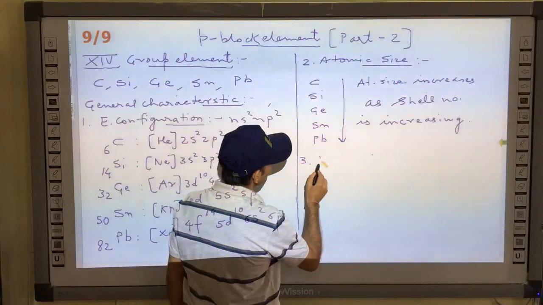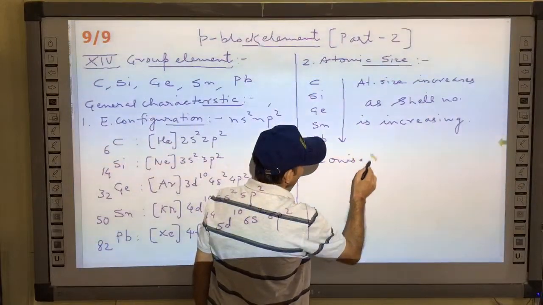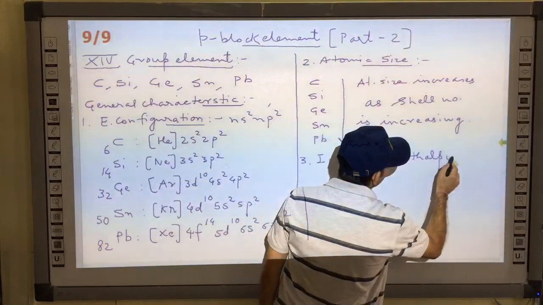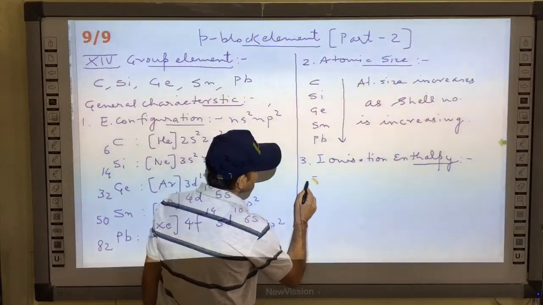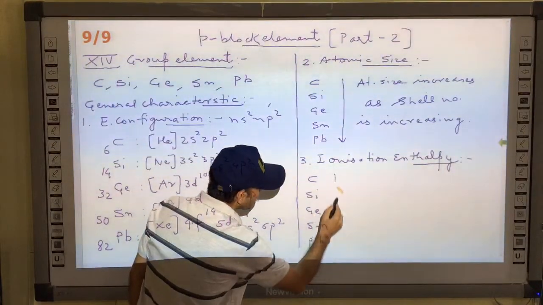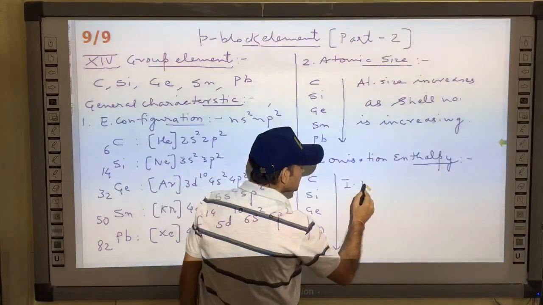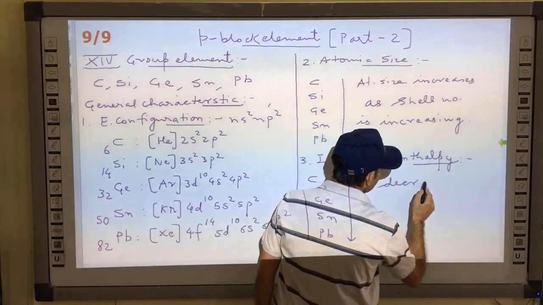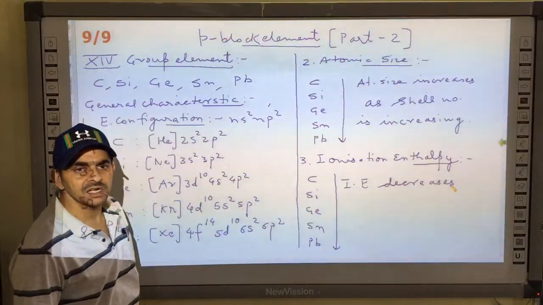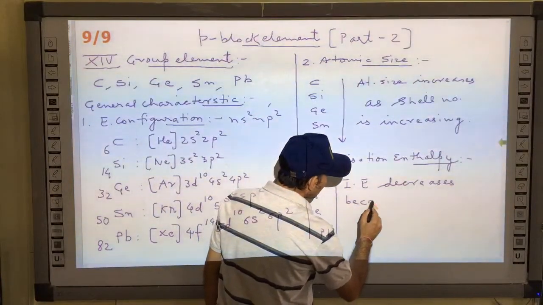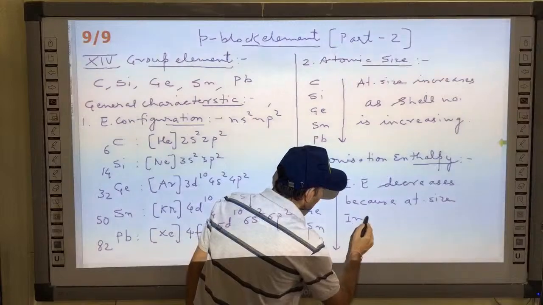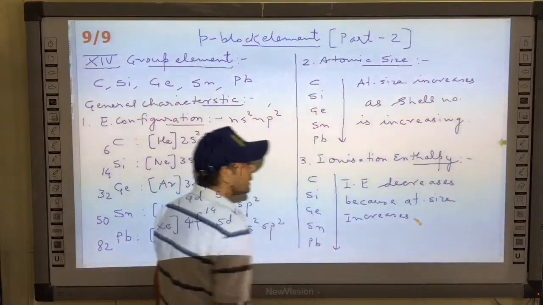Number third, ionization enthalpy. Now what about the variation of ionization enthalpy? Carbon, silicon, germanium, tin and lead. When we move from top to bottom, ionization enthalpy decreases. Why is it decreasing? Because it is inversely related with atomic size. Because atomic size increases. Greater is the atomic size, less will be the ionization enthalpy.